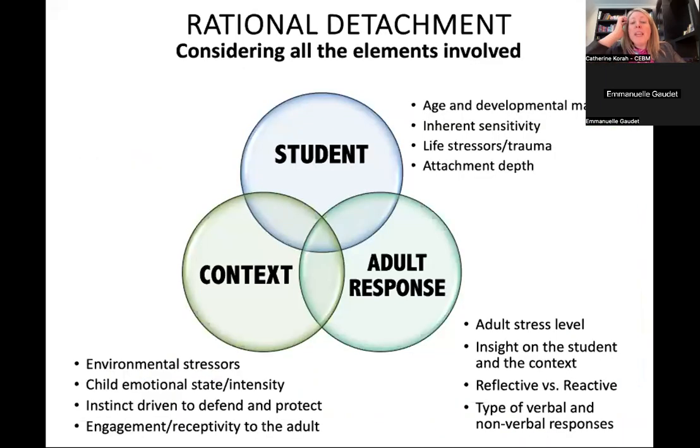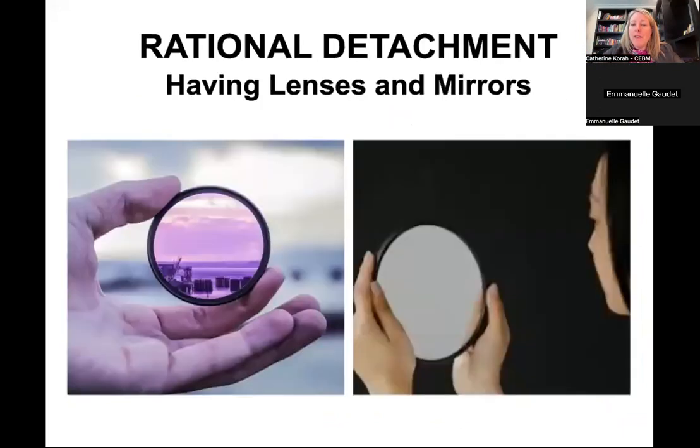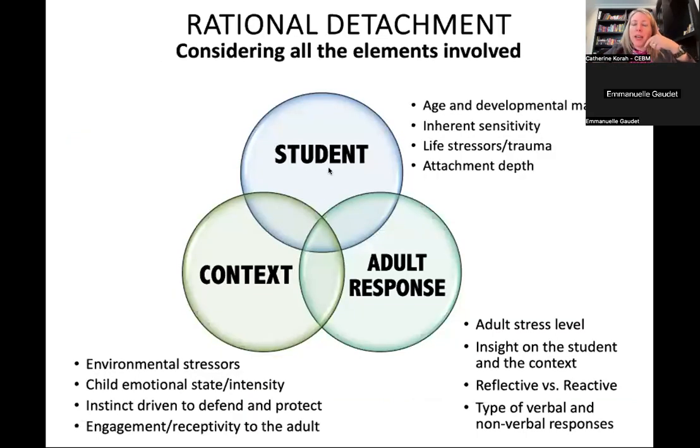And so when we are being triggered as adults, it is about trying to detach ourselves to the best of our capacity. I forgot to click on this image, using the lens to understand the student, but using the mirror to be able to keep ourselves in check. And so we're constantly trying to keep in check who's the student we're dealing with, what's the context in which we're in, and where am I at in my emotional state? Am I being triggered? Do I need to have a colleague step in to be able to help? And so these are things, especially with tier 3 students, that need to be kept in mind.